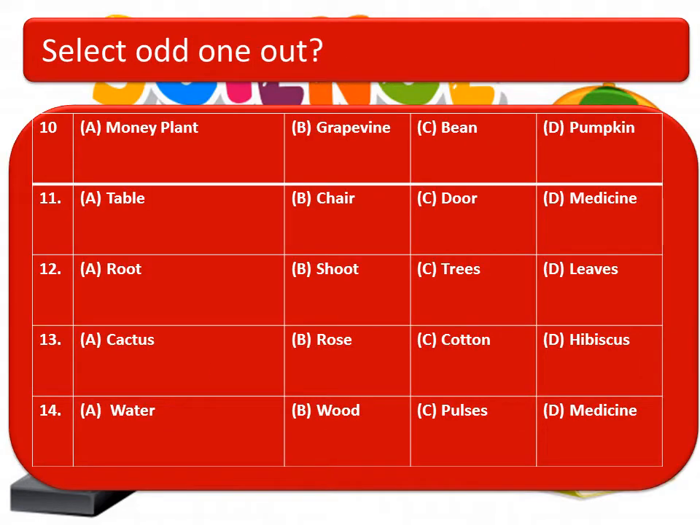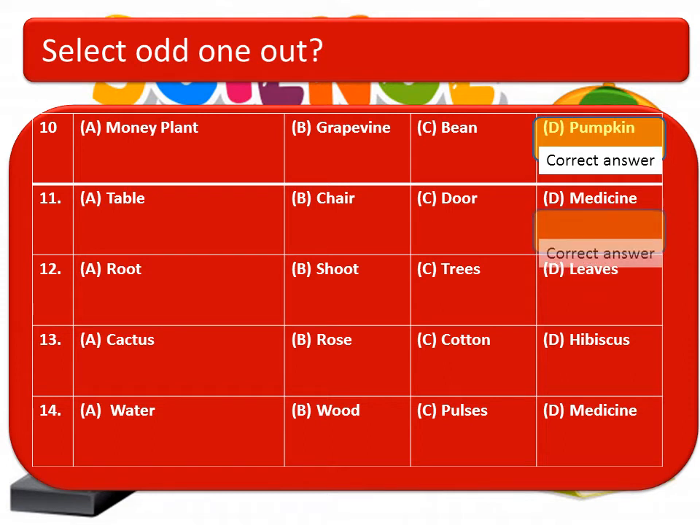In this question, we need to select the odd one out. We will give the answer row wise. Like in the first row, we have money plant, grapevine, bean and pumpkin. You need to find out the odd option among these four. In the first row, pumpkin is the odd one because pumpkin is a creeper and money plant, grapevine and bean are the climbers. In the next row, table, chair, door and medicines.